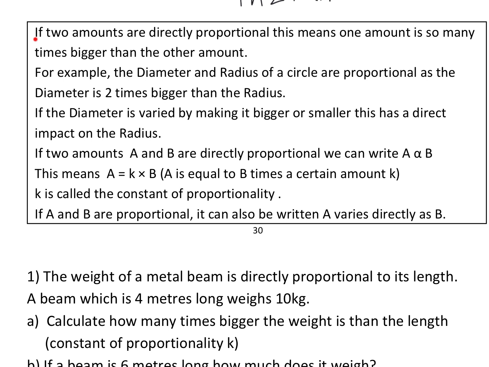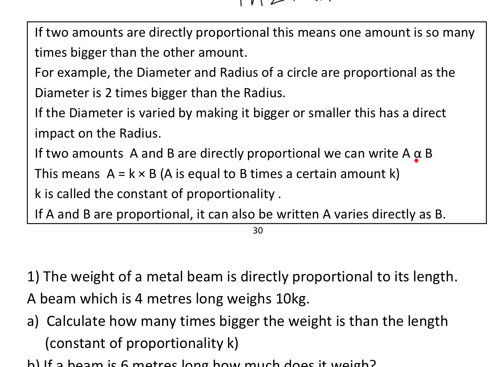So if two amounts are directly proportional, this means one amount is so many times bigger than the other amount. So for example, the diameter and radius of a circle are proportional, as the diameter is 2 times bigger than the radius. If the diameter is varied by making it bigger or smaller, this is a direct impact on the radius. If two amounts A and B are directly proportional, we can write A, and that's sometimes going to be drawn as like a little fish.